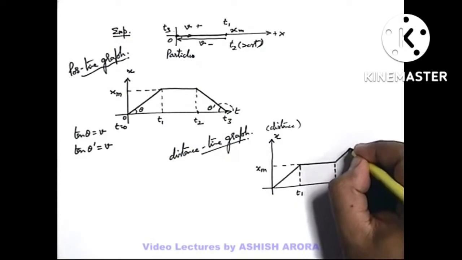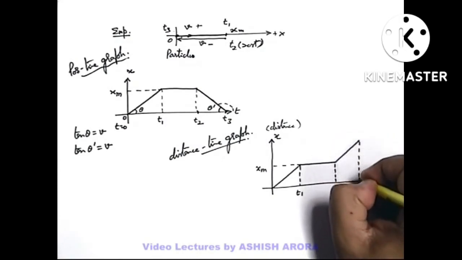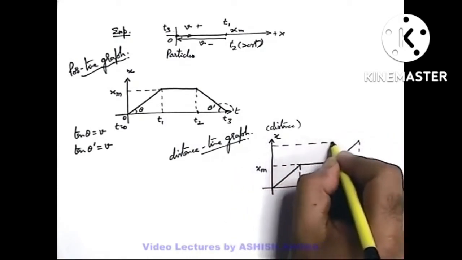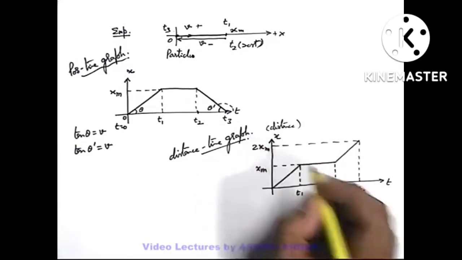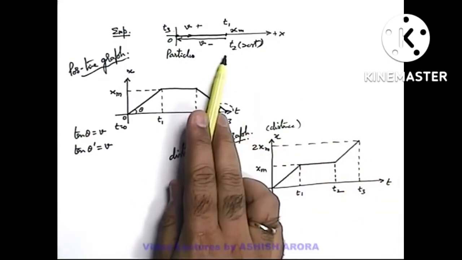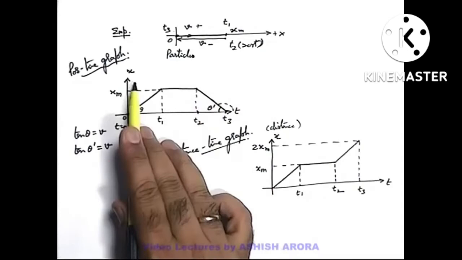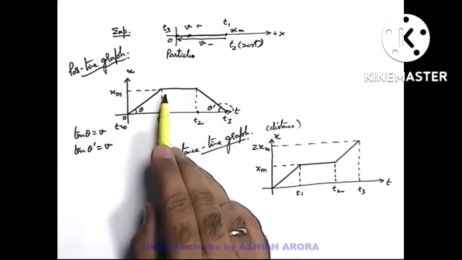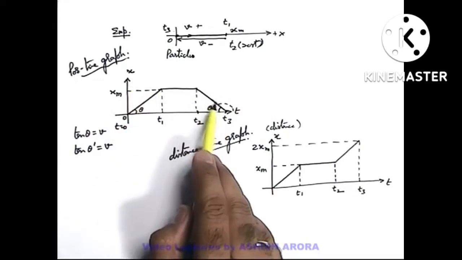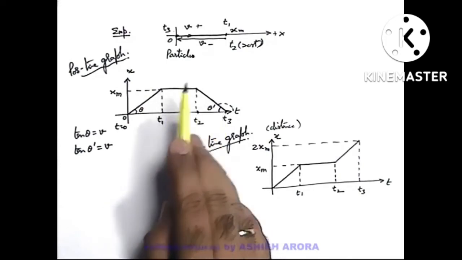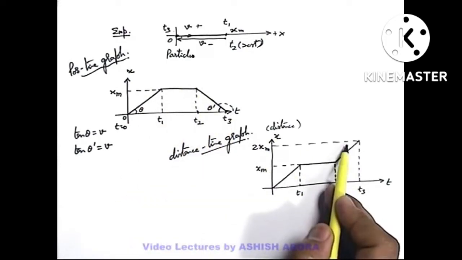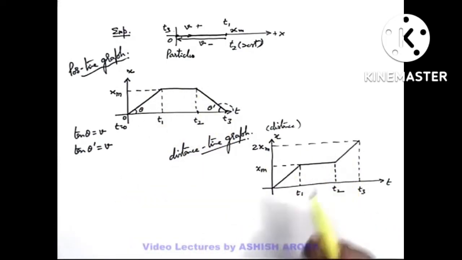So the same graph can be drawn in reverse direction. So up to a time t3 it will be able to cover a distance of 2xm. This is the distance time graph for the same motion. You can simply state, if we are having a displacement time graph, then for those portions of the displacement time graph where the curve is coming down, you can draw the mirror image with respect to the time axis in the upward direction, and that will become the distance time graph.